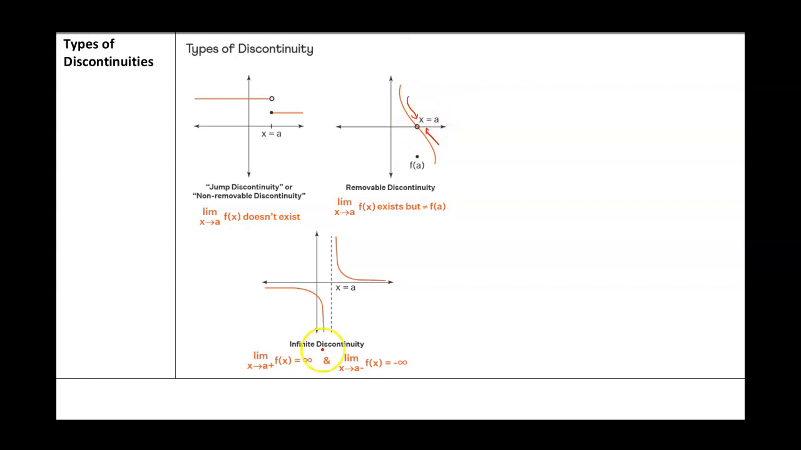And then the third one is called an infinite discontinuity because from the positive side, the limit is infinity. From the negative side, the limit is negative infinity. So the limit doesn't exist, since from the left and right, it approaches two different values. So therefore, this is called an infinite discontinuity.